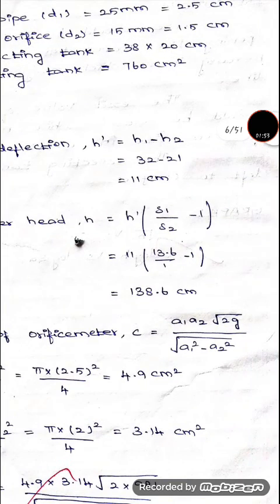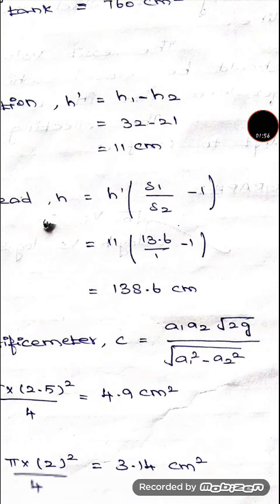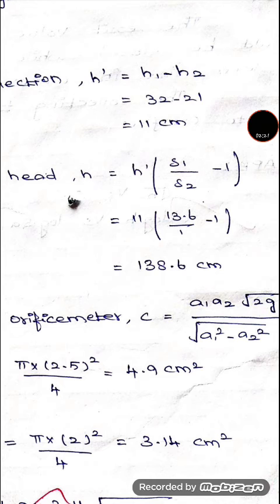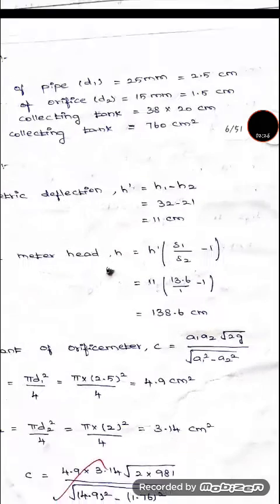For that we use the formula (S1 minus S2) divided by S2, that is the specific gravity of mercury to the water. Because the value is in terms of mercury, we need to convert this value into centimeter of water. The specific gravity of mercury is 13.6, and of water is 1. So (13.6 minus 1) divided by 1, multiplied with the manometric deflection, will give the value of manometric reading in terms of centimeter of water.